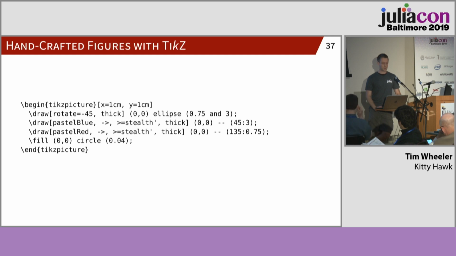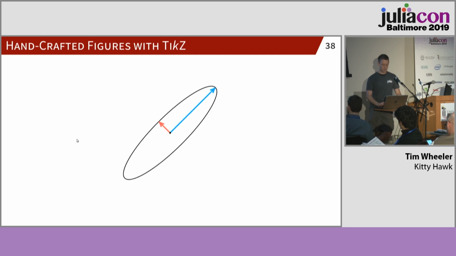Some of the figures are created by hand in something called TikZ. So TikZ is a language specific in LaTeX for creating figures. It's a lot like SVG. So I can create a TikZ picture. I can say, okay, draw an ellipse, then draw a blue arrow, then draw a red arrow, and then fill a circle. And when it compiles, it gives me a scalable vector graphic embedded in my document that looks like this. So for simple figures, I can do it by hand, even for some not so simple figures.